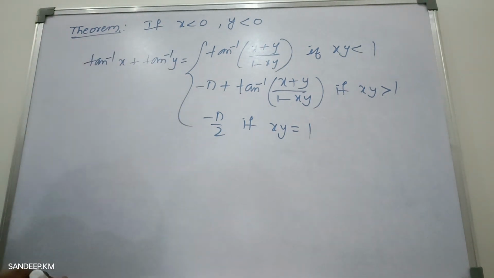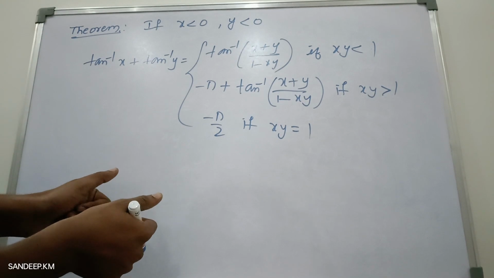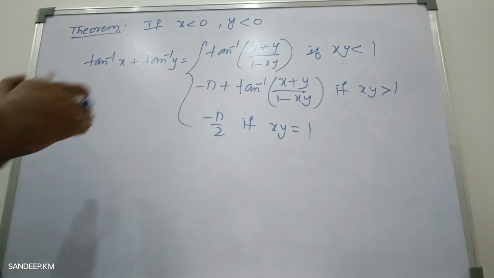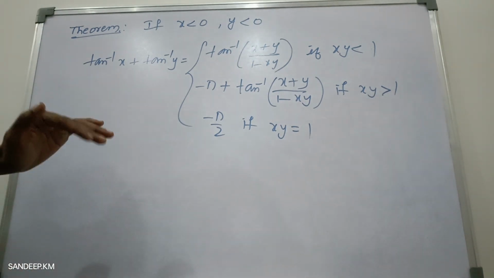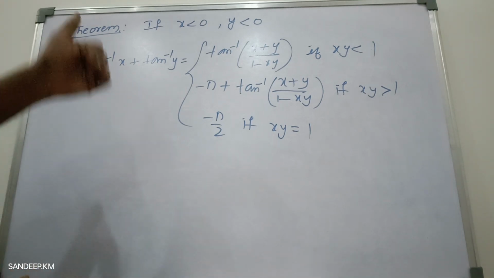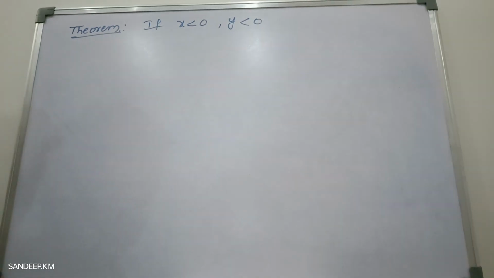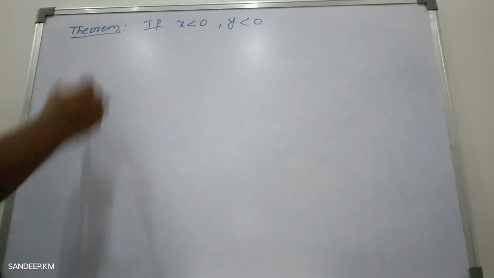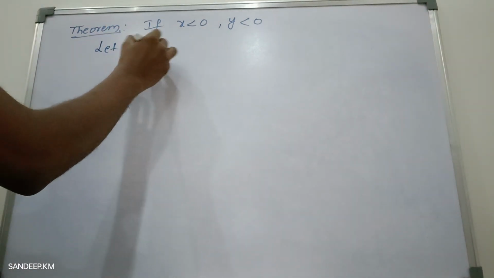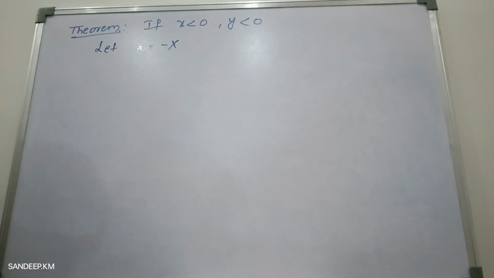Three different answers. You can prove this theorem using the method that I have explained before, but I will prove it a little differently. Using the previous theorem, I will prove this theorem. So let us see how to prove. Okay, x is negative and y is negative. So let x be equal to minus capital X.